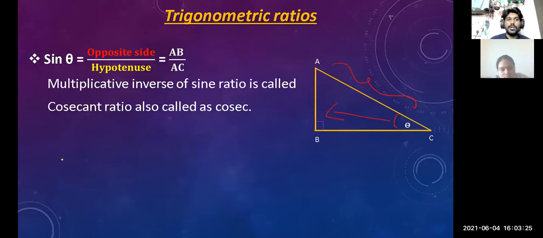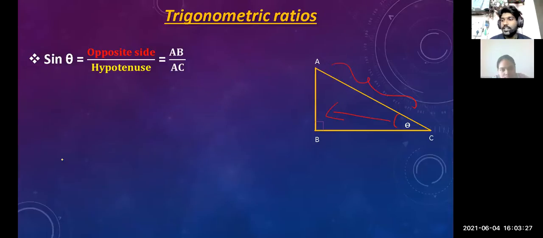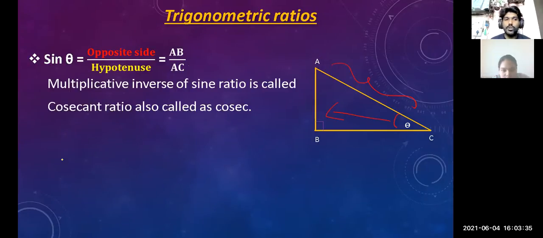And you also know, do you remember, sine theta is the reciprocal of cosec. Correct. That reciprocal is also called the multiplicative inverse. That is another name for it. So if you come across this word in your textbook, multiplicative inverse, it means the same, the reciprocal of the ratio. So the multiplicative inverse of the sine ratio is the cosec ratio. Cosec is also called cosecant. It means the same. So the multiplicative inverse of sine is cosec, and vice versa.